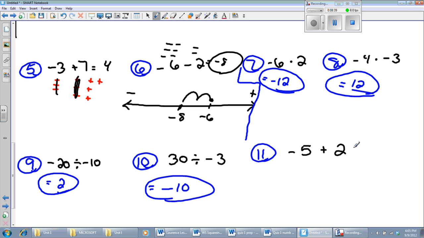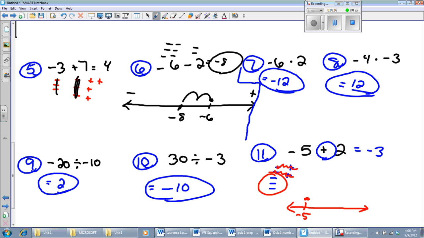Here it comes. Hopefully you've tried it on your own. If you were thinking -10, you didn't pay attention that this said plus and not multiplication. I could use 5 negative counters and 2 positives, and positives and negatives cancel out. And look at that, I'm left with 3 negatives. Or I could have done it on a number line. If I'm at -5, and I have to move 2 in the positive direction, -4, -3 would be my answer.